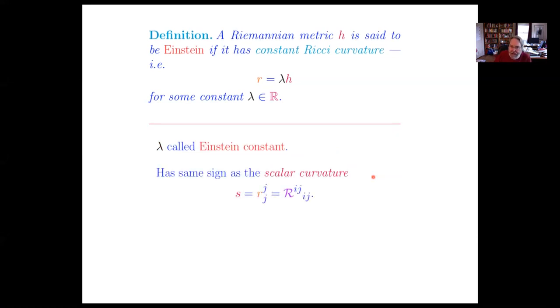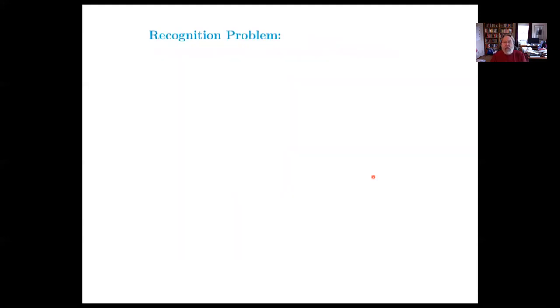It has the same sign as the scalar curvature, which is the trace of the Ricci tensor. Specifically, the scalar curvature would be lambda times the dimension of the manifold. And in this lecture, the dimension of the manifold is going to be 4 for almost the entire lecture.